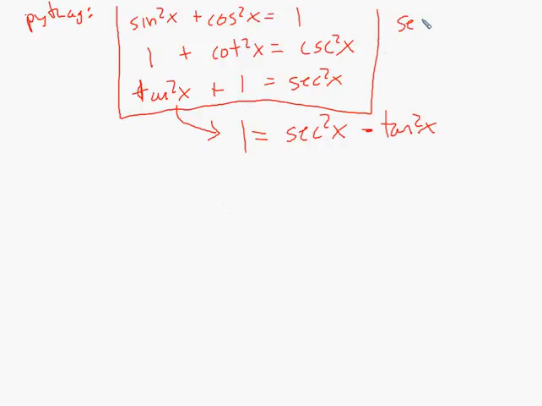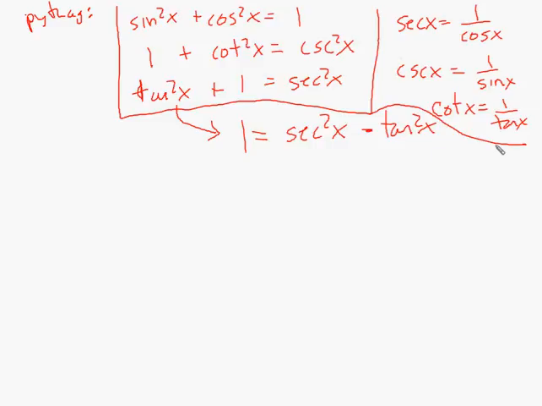Then you have secant x equals 1 over cosine x. These are not Pythagorean, these are reciprocals. Cosecant x equals 1 over sine x. And cotangent equals what? 1 over tan x, right? Those are your reciprocal identities.